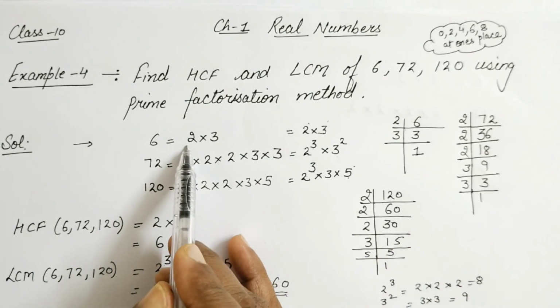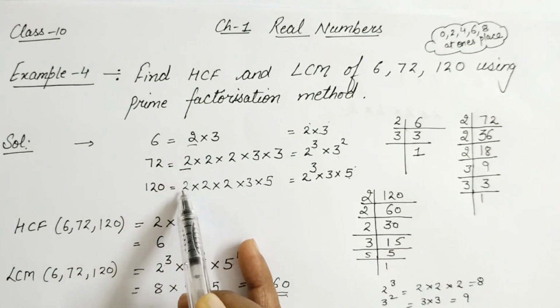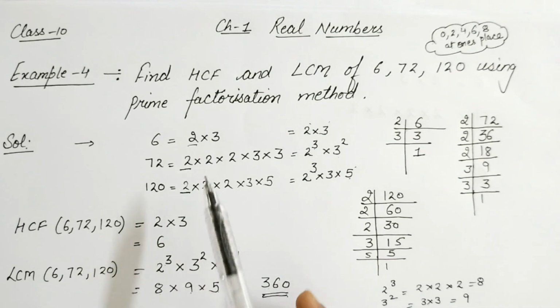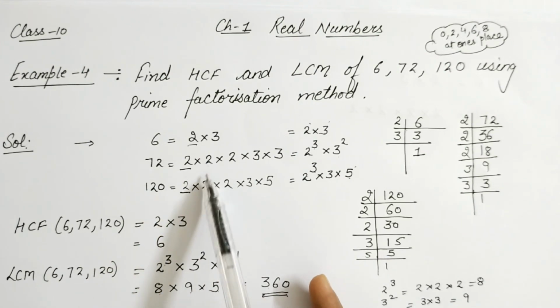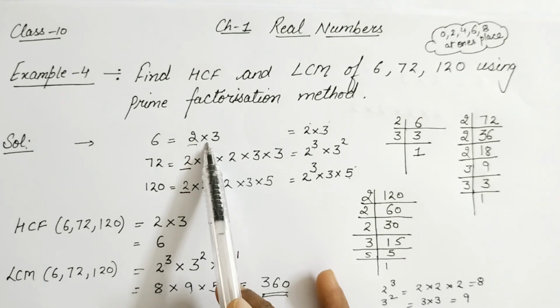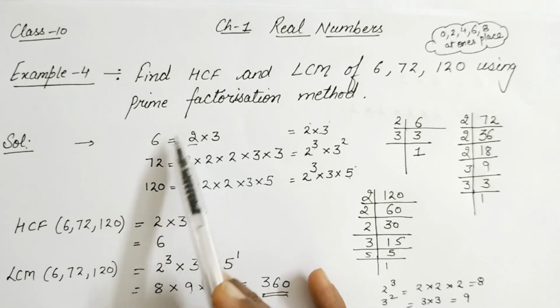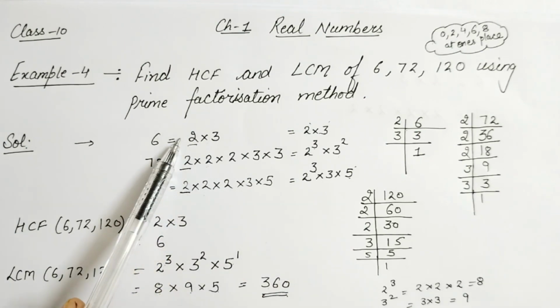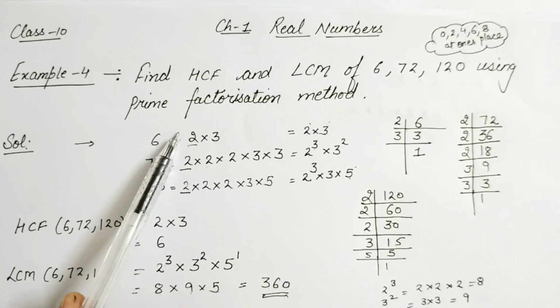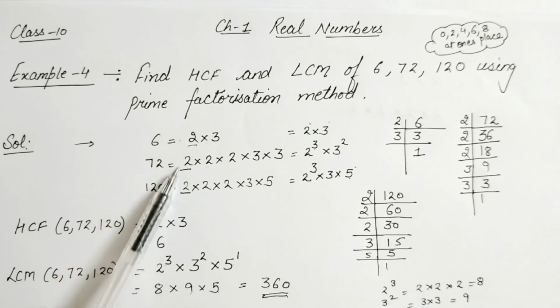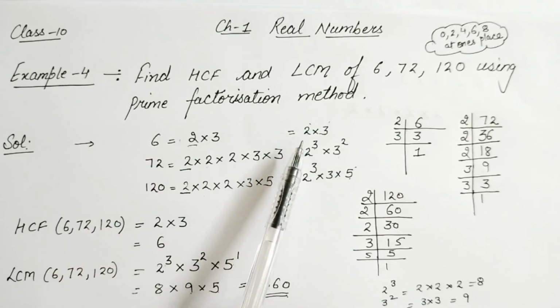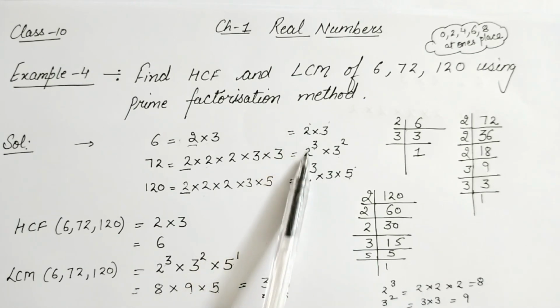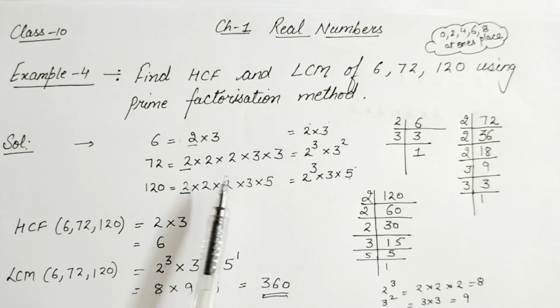So, you can see here that only 2 is common, because the rest of the 2s are common in 72 and 120, but are not there in 6. In all the 3 numbers, only 1 time 2 is there. You are observing that 2 is common only 1 time. This is the reason we are saying again and again, take the number with the smallest power for HCF.